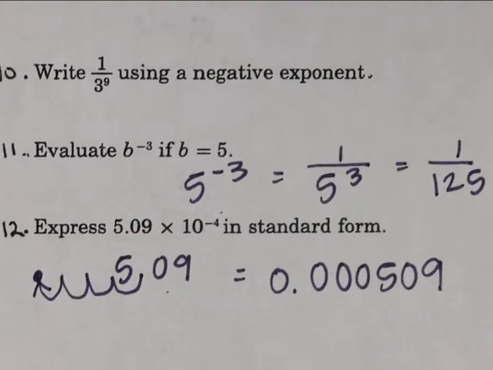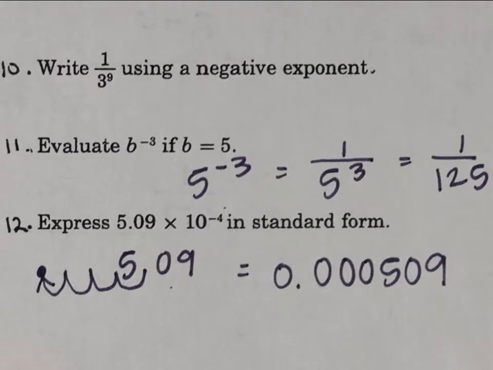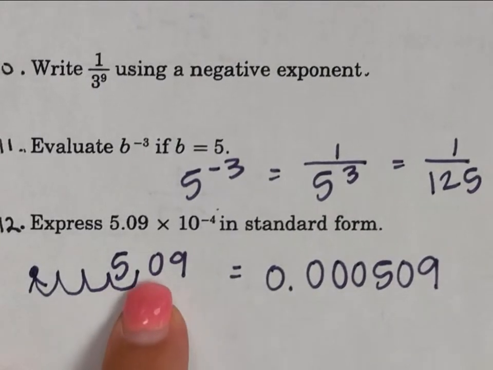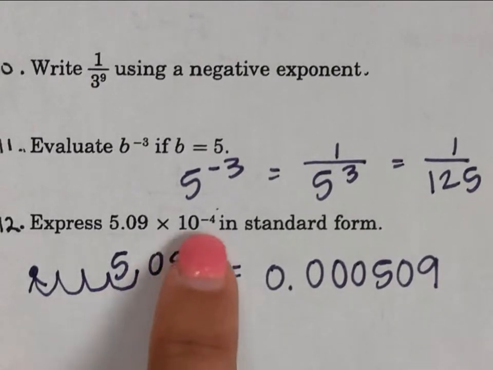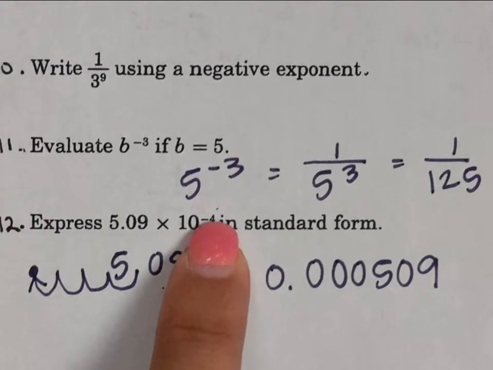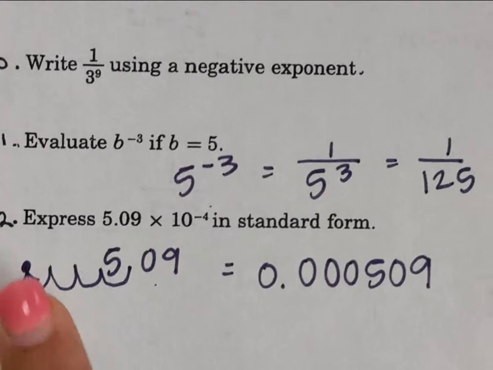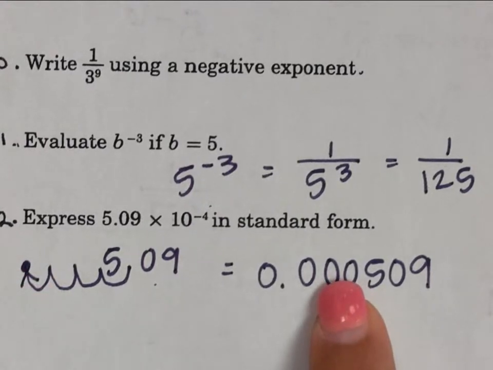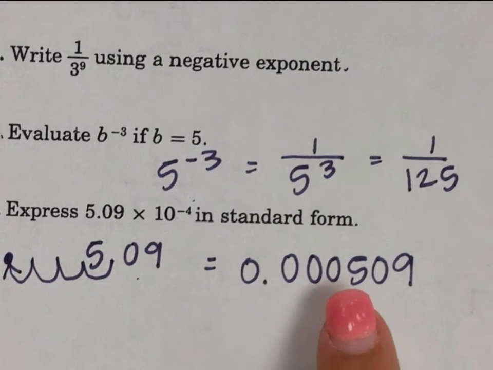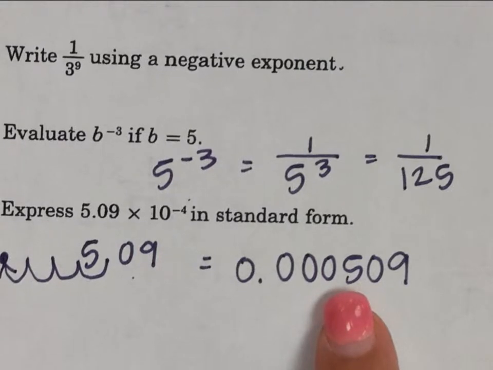And number 12, you're changing that scientific notation into standard form. So if I've got 5.09 and my exponent is to the negative 4th power, that tells me I'm moving that decimal 4 places in which direction? To the left. It's a negative number, so I'm going to the left. So if I move it 4 places to the left, that means I've got to add 3 zeros. So 0.000509.